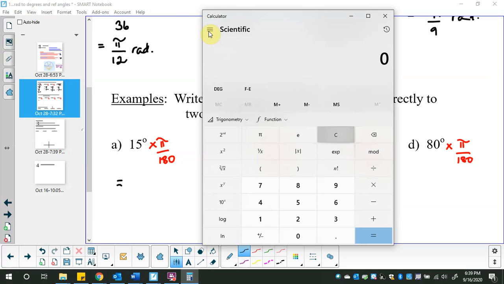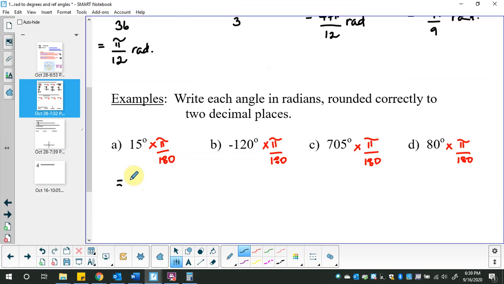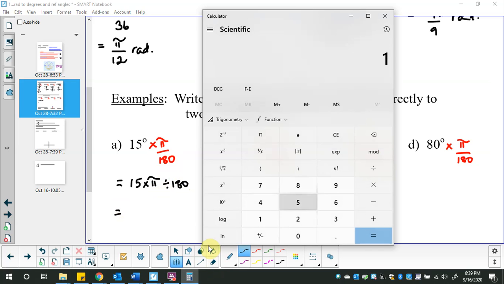So with this question, I'm going to do 15 times pi divided by 180 on my calculator. And I'm going to get an answer rounded correctly to 2 decimal places. So 15 times 3.14 divided by 180, and I get 0.26166666666, so to 2 decimal places, 0.26.